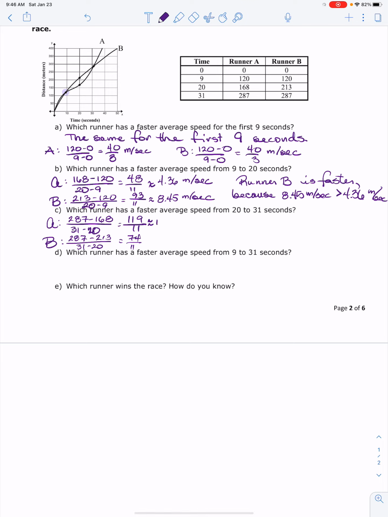If you want to use decimals to compare, this is what, roughly 10.81 meters per second. And here we got 6.73 meters per second. So runner A is faster. Average speed is faster for these 11 seconds because 10.81 is greater than 6.73.